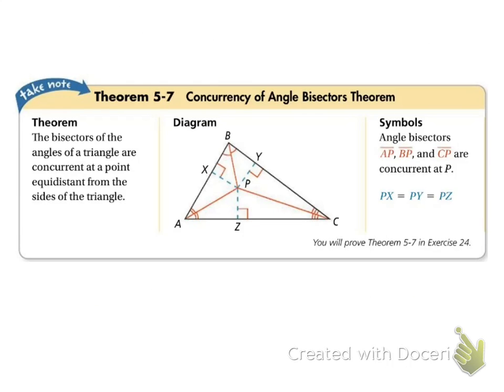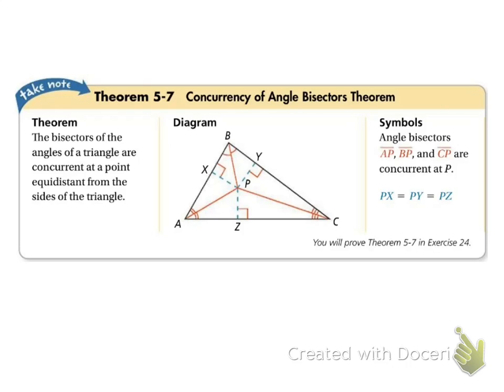Okay. The concurrency of angle bisectors theorem. So, we were looking at perpendicular bisectors, right? They're perpendicular to a side and it's through the midpoint, splits it into 2 equal parts. That's a perpendicular bisector. Now we're going to look at the angle bisectors. So, they drew in the angle bisectors here, right? A bisector splits it into 2 equal angles. So these are all angle bisectors. And they're concurrent at point P. This is where they all meet up.